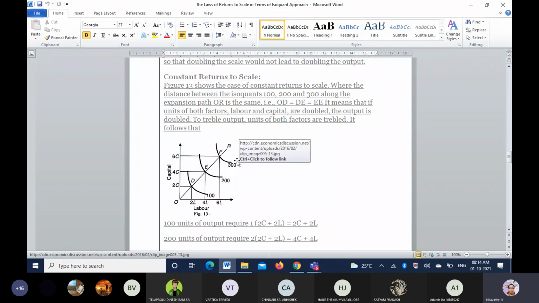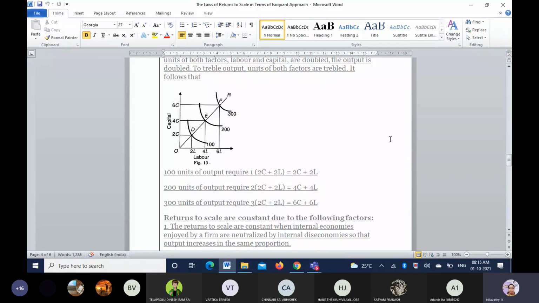In the same way, for a further increase in production, for 100 more units, 2 more units of capital and 2 more units of labor are used. So that combination is shown here. So when the input proportion used in the process is the same as the output proportion, that's why we call this constant returns to scale.